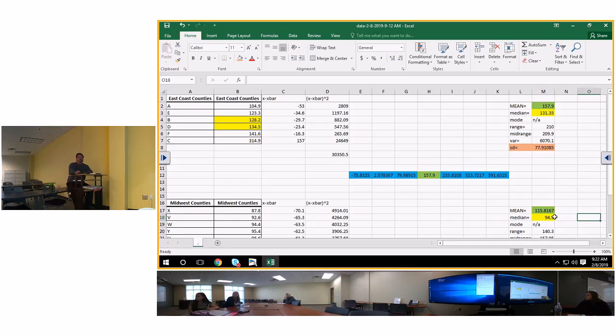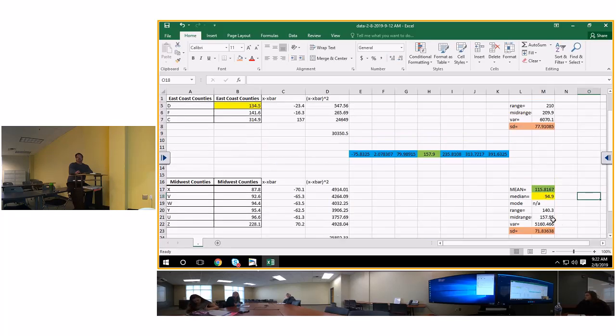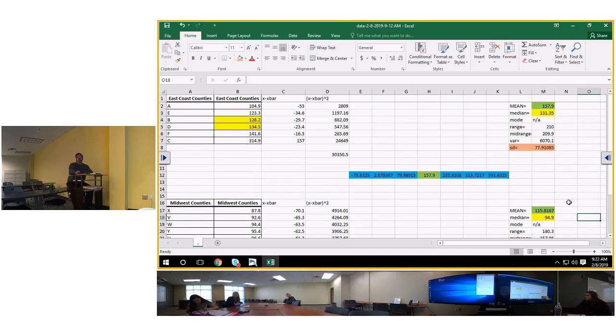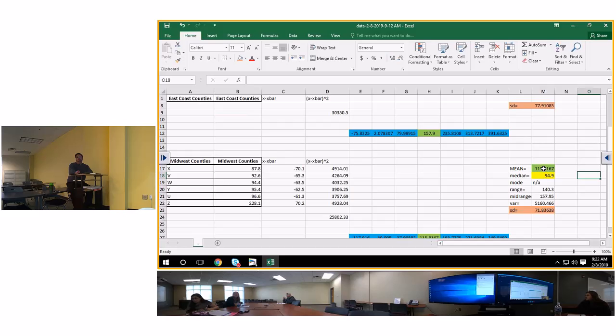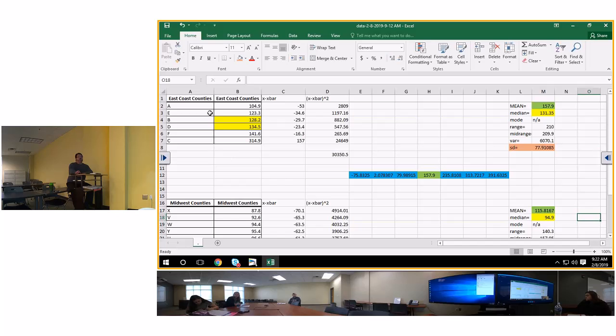So that's pretty close, but let's look at the mid-range. 210, and the mid-range down here is 157. So again, you see a bigger spread here than you do between 116 and 158. Basically, everything turns to the Midwest being a little bit better data than the East Coast.